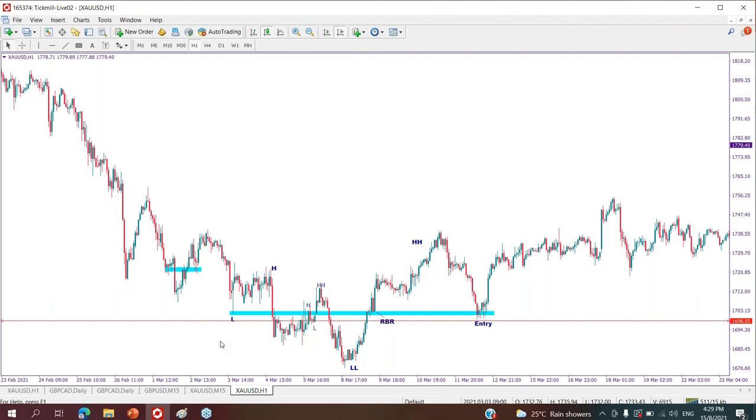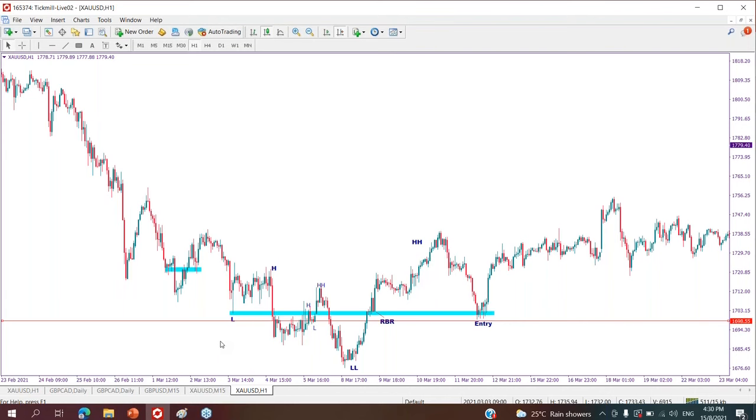Which one is stronger, rally-based rally or drop-based rally? Of course, drop-based rally. Because drop-based has two trends, it's uptrend and downtrend. This rally consists of two, they are reversal.